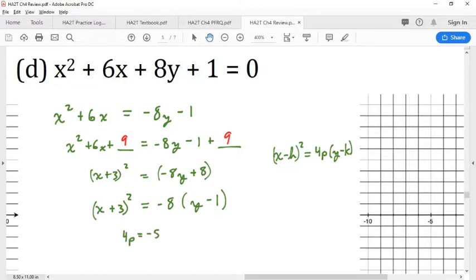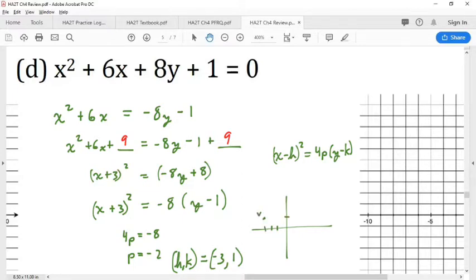4p equals negative 8. P equals negative 2. All right, where's my center? What's my h, k? The h is right next to the x, and that says plus 3, so it's negative 3. And what's my k? 1. So I'm going to go over here to negative 3, 1, 2, 3, and I'm going to go up to 1, and there's my vertex.